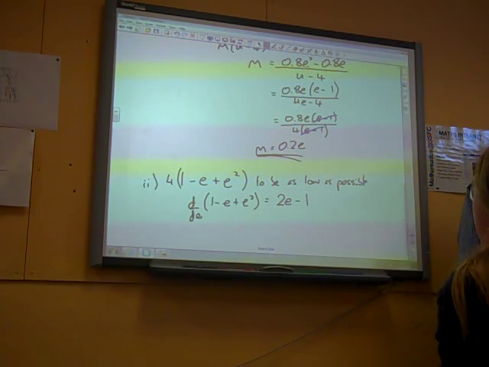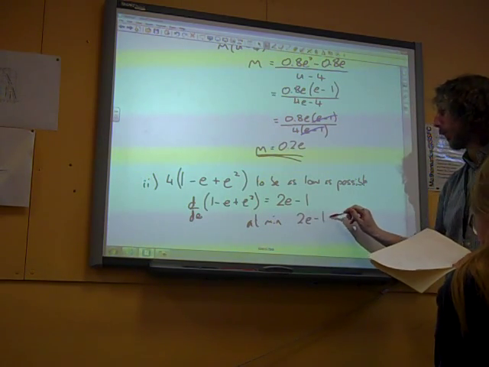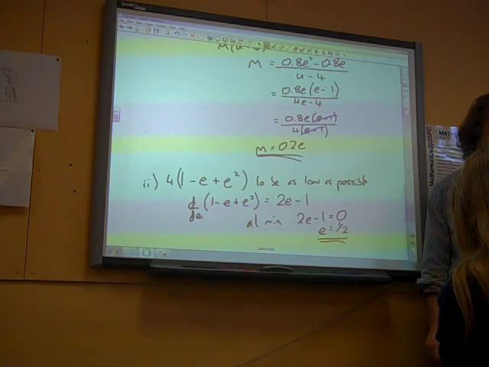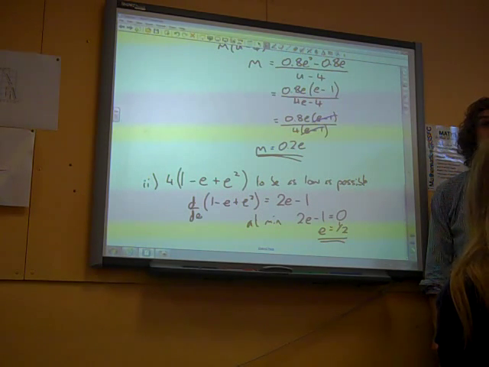I want to know when this is a minimum. 2e minus 1 would be 0. So it's when e is a half that I get the minimum value. That's frustratingly simple, isn't it?